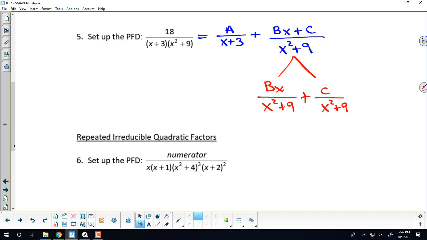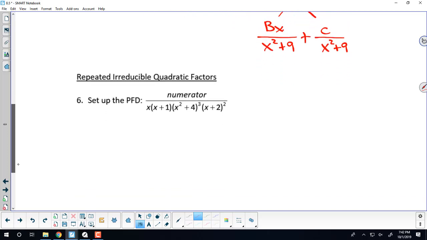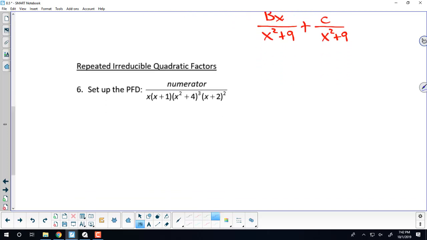All right, then what would number 6 look like? Whatever we have up top, we'll just put 1 in, if that tickles your fancy. It could be any numerator, though. Anybody want to take a stab at that? A over x, a simple linear, plus E over x plus 1, another simple linear. This is the extra credit.